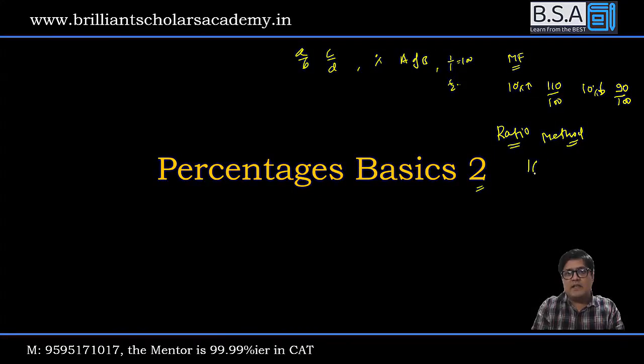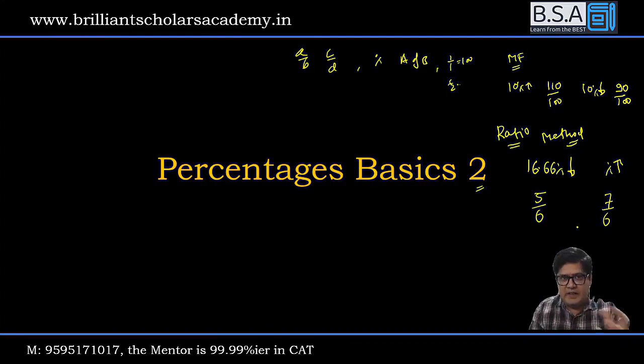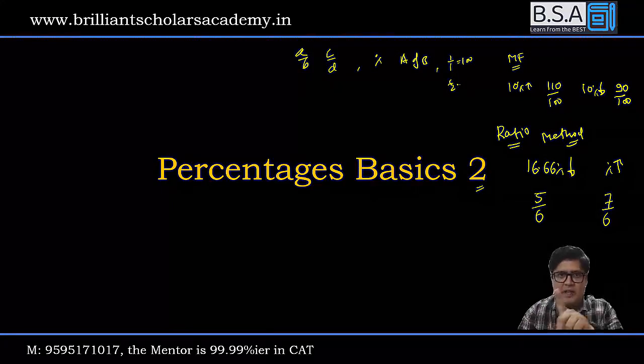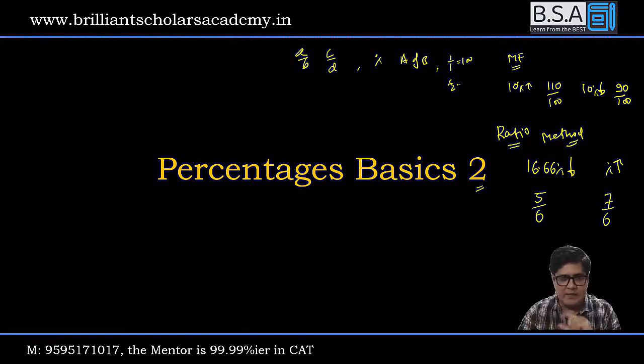If I want 16.66% less, I need 5 by 6. I want 16.66% more, I will need 7 by 6. All of this we have covered in the last lecture. I hope you guys have seen some of those videos. People who did not attend yesterday, at least आपने देख लिया होगा ये सब चीजें.